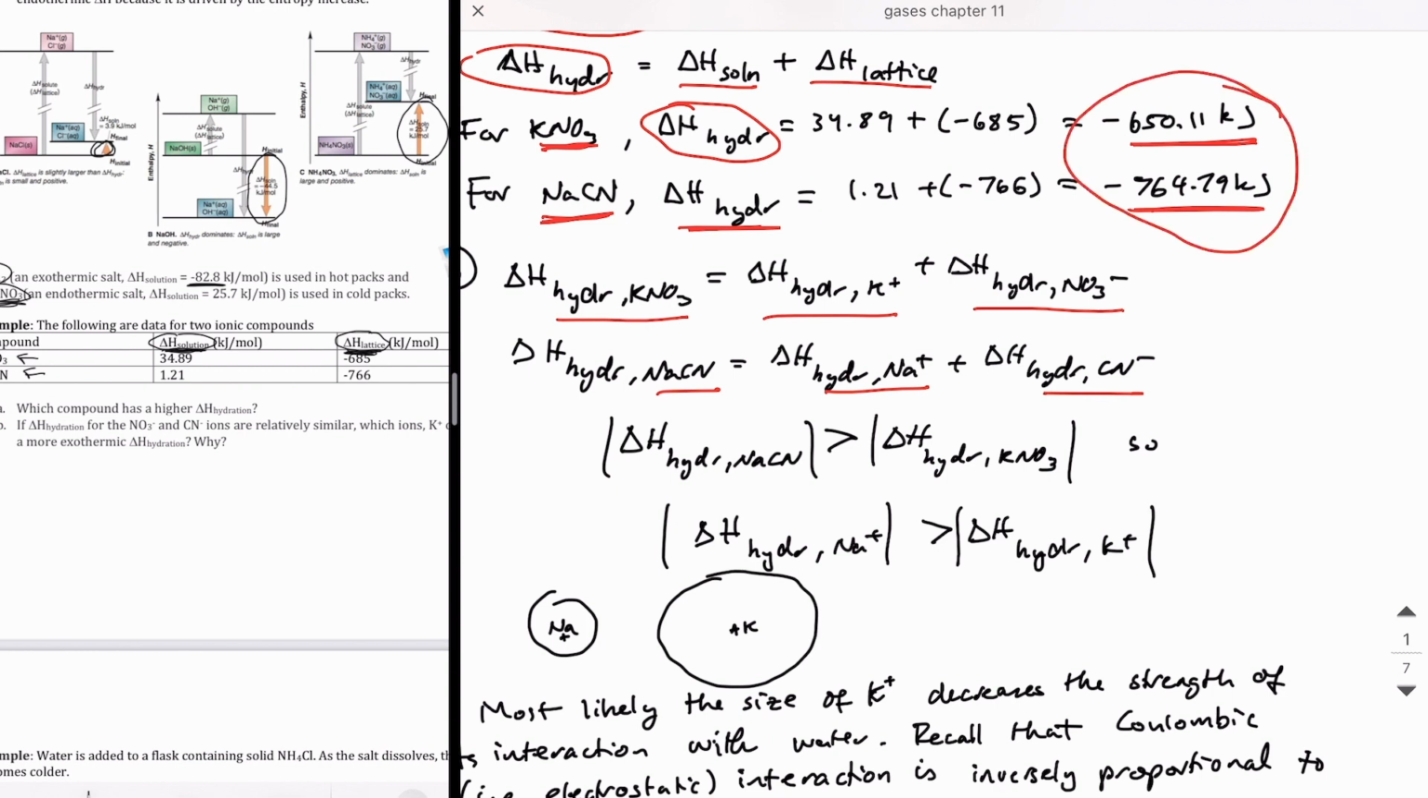It tells us that the delta H of hydration of NaCN is bigger on an absolute scale than the delta H of hydration of KNO3. Since the anion part is relatively similar according to the question, that must mean that the delta H of hydration for the sodium ion is bigger than the delta H of hydration of K plus. And so the question is, why is that? What you have to remember is delta H of hydration is a measure of the strength of interaction between water and the ion. So why is water interacting more strongly with sodium ion compared to potassium ion?